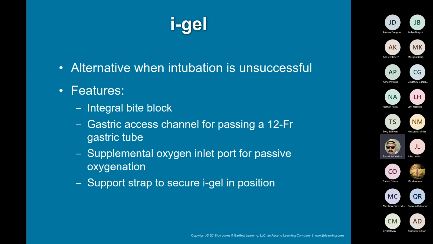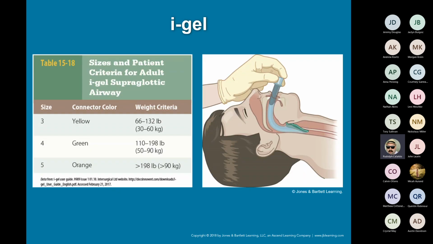In the OR setting, they use iGels pretty frequently. There is a channel, like a little tube right next to it, again, where you can pass either a gastric tube or you can insert suction through that if need be as well. As far as how Kings go in, LMAs and iGels, they're all very similar. Again, it's blocking the esophageal opening and it's introducing air into the tracheal opening.